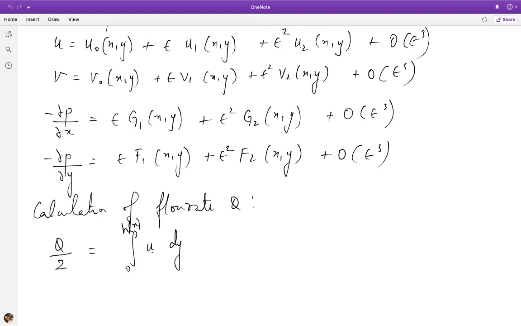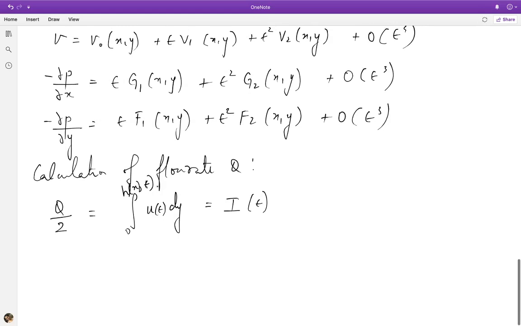So of course, if I replace the dimensions of all things, I'll get the dimensional version of Q. Let's for the moment call this integral 0 to h u dy as I, which depends on epsilon, because the top limit depends on epsilon, but also u depends on epsilon indirectly through the boundary, right? So the solution we obtain will certainly depend on epsilon as well.